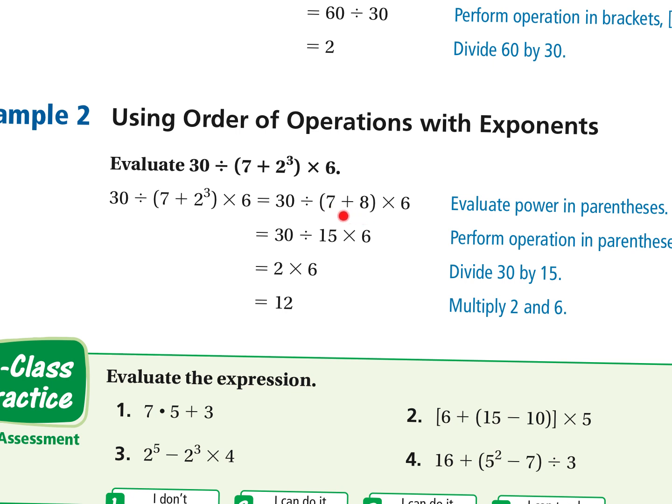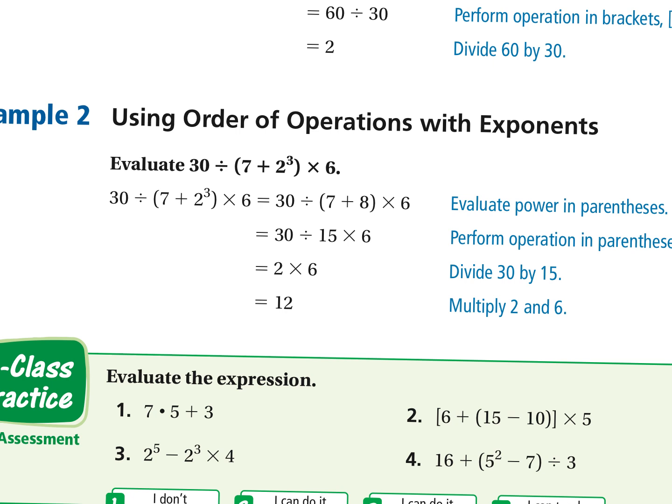So now inside parentheses, I have 7 plus 8. So then I bring everything else down: 30 divided by 7 plus 8 times 6. I still have an operation inside the parentheses. So 7 plus 8 is 15. Bring everything else down and work it left to right, because all I have left is division and multiplication. So 30 divided by 15 is 2. Then multiply it by the 6 to get 12. One step at a time, okay?